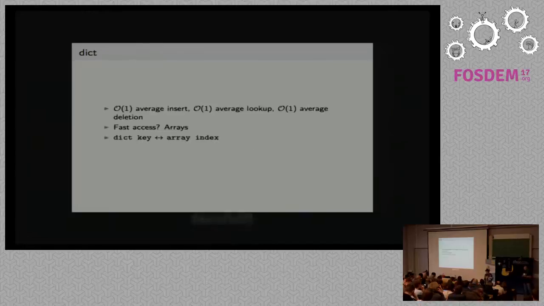So what do they give us? Average constant time insertion, lookup, and deletion. So everything's super fast. How can you do that? Using arrays. Dictionaries have keys that are Python objects, and arrays have indices that are integers. So we need to find a way to transform objects to integers, and that's where hashing comes in handy.